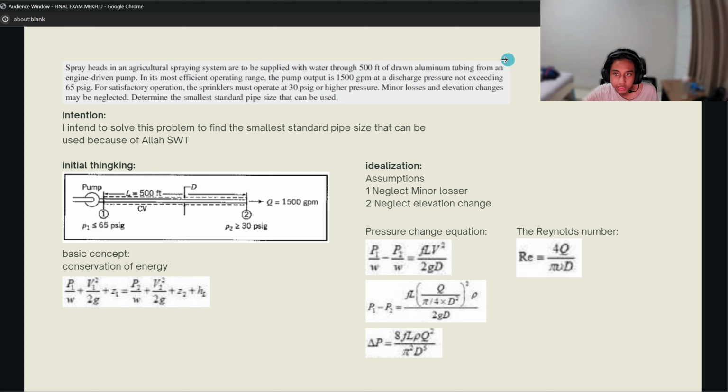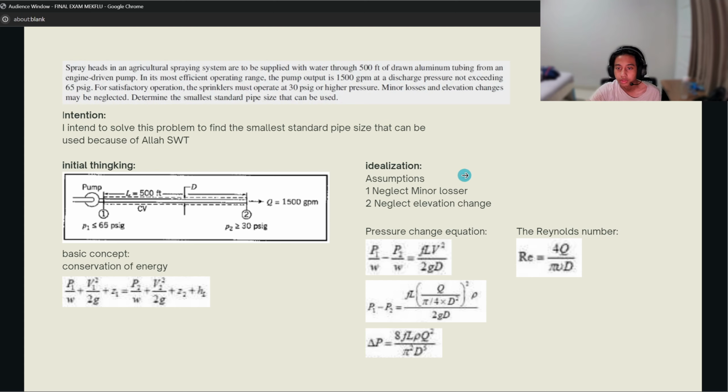So the question, if we simplify it to a figure, a free body diagram, will most likely be like this. There is a pump and there is a pipe, and then here there is a sprinkler. So the basic concept is the conservation of energy. We want to use the Bernoulli equation to find the head loss, like the question before.